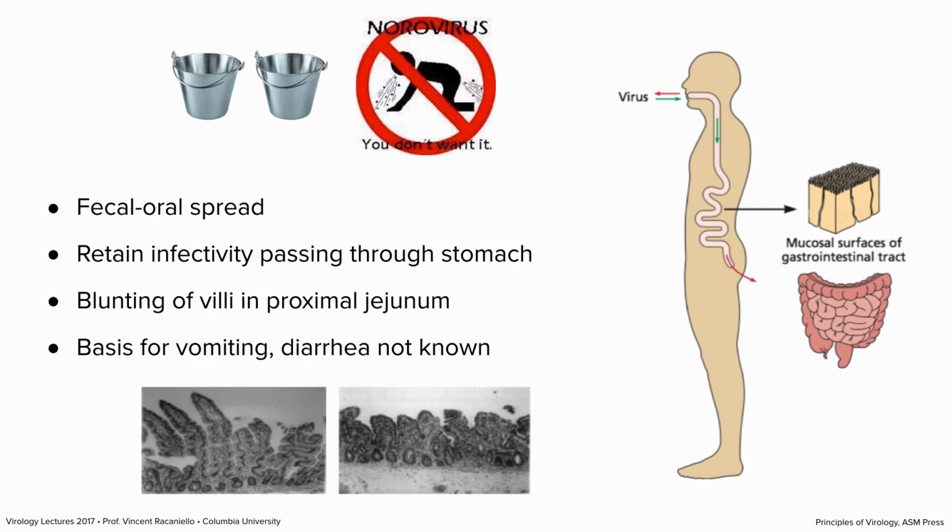And one of the effects is blunting of villi. Here we have proximal jejunum sections from that part of the small intestine. And this is a normal villi on the left here. And these are from an individual with norovirus gastroenteritis. So the villi are blunted. We don't know really why it causes vomiting and diarrhea, something the virus is doing. It might be making an enterotoxin that causes the diarrhea, for example. People are working on understanding that, but we don't know at the moment.